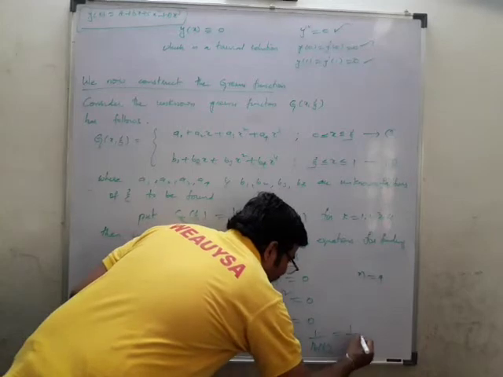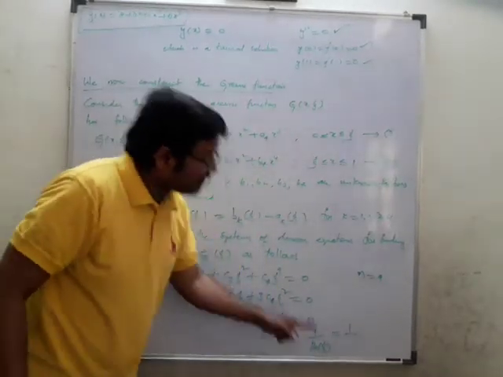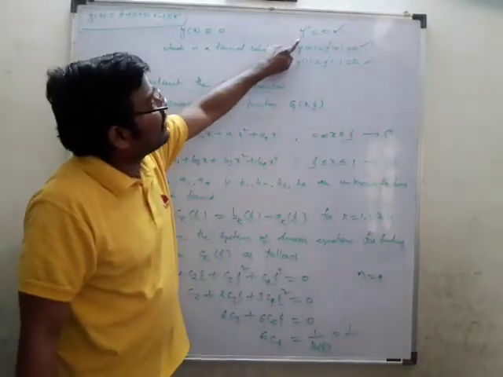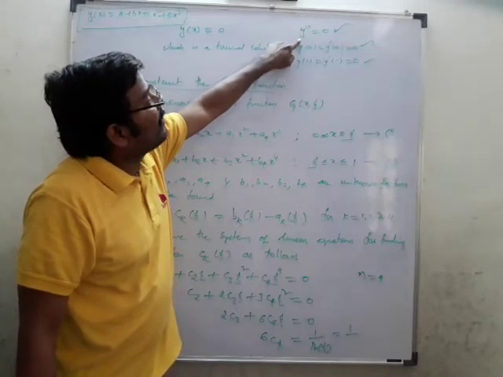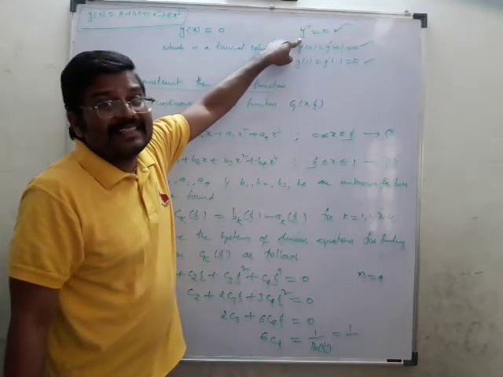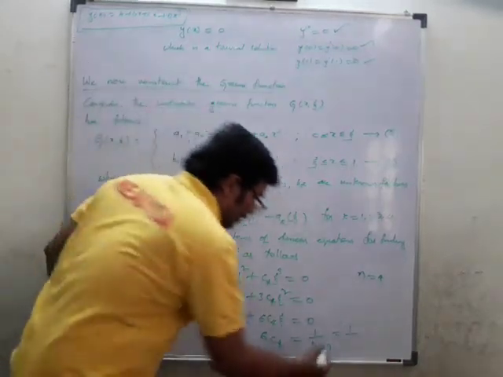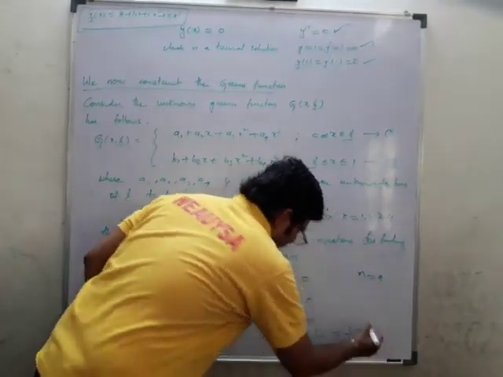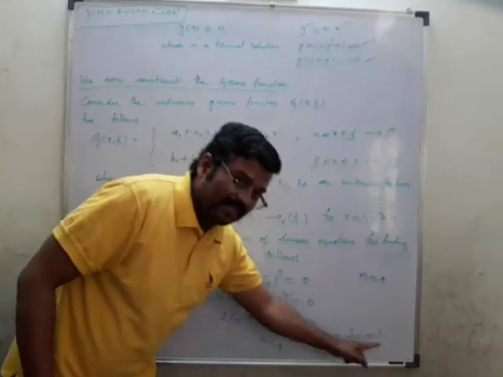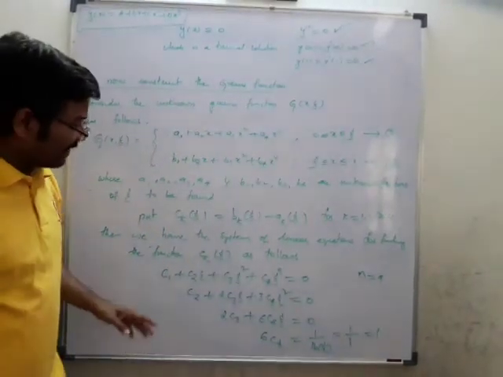That is nothing but 1 by p naught of xi, which is nothing but the highest power. This is nothing but the degree. The highest derivative of the given differential equation is y power 4, and its coefficient is 1. So 1 by 1 is nothing but equal to 1. So 6c4 is nothing but equal to 1. I'll make you understand once again.